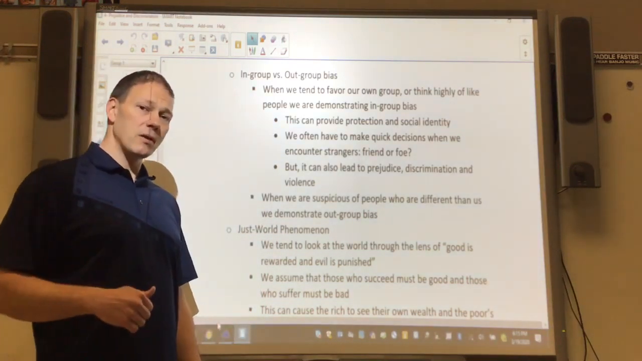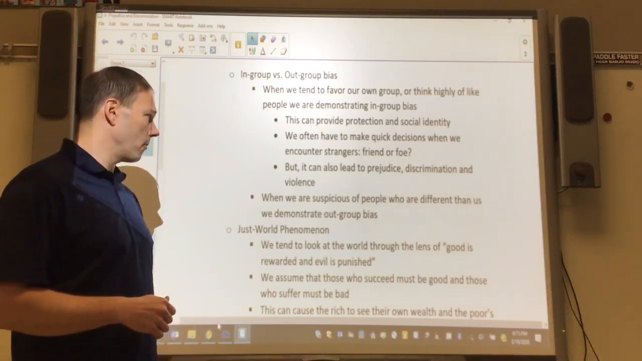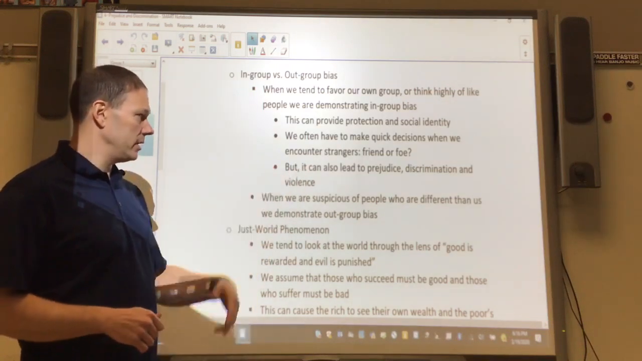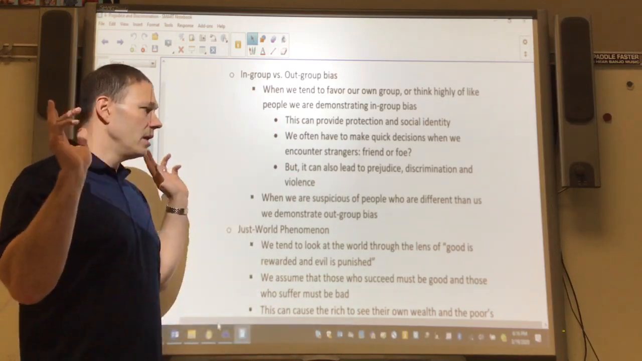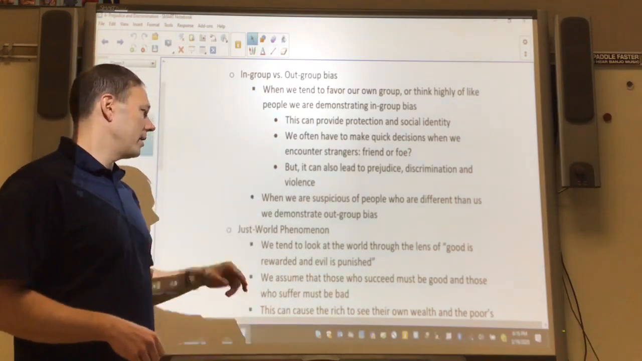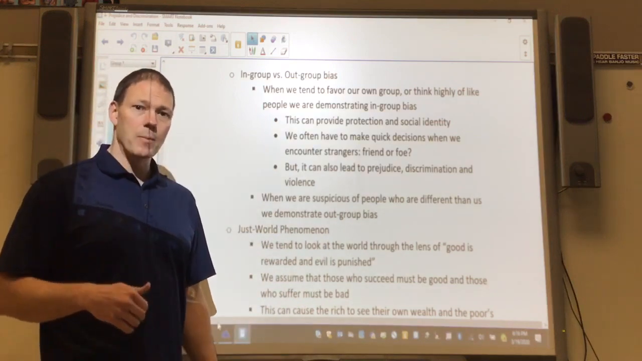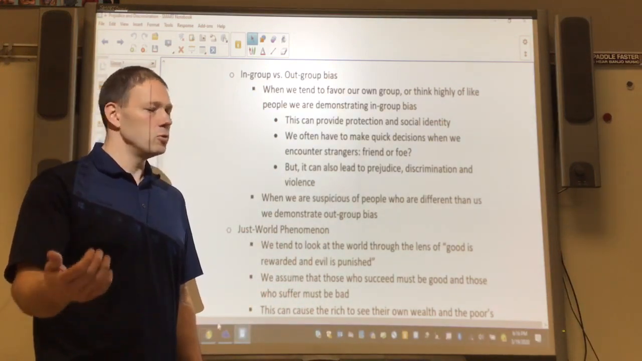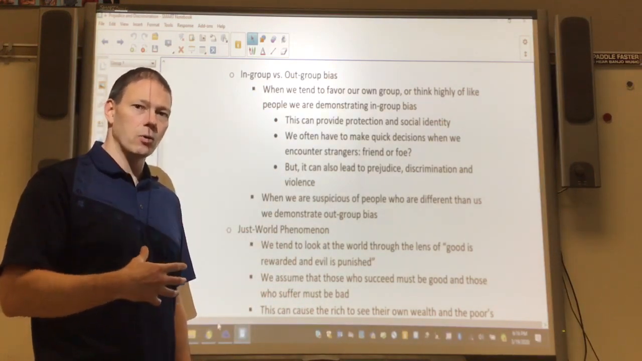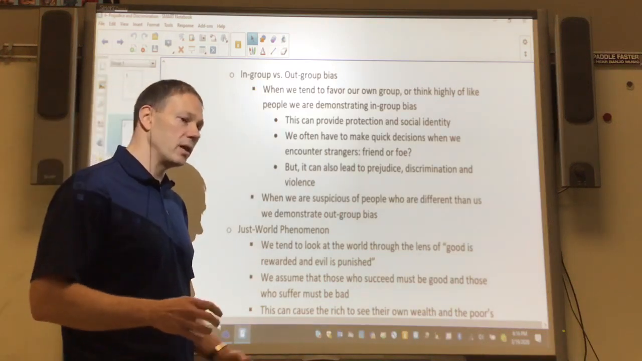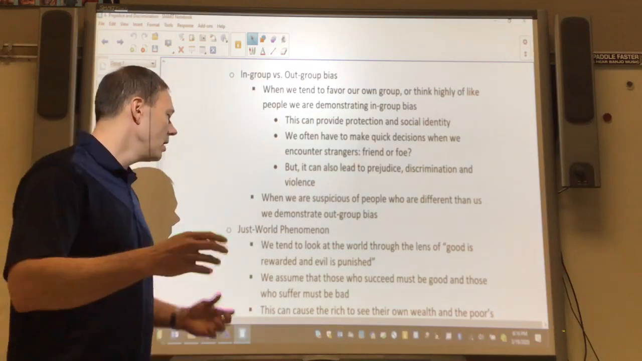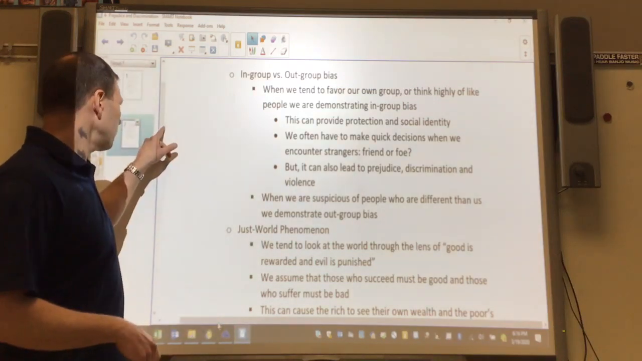People that are on the outside of those circumstances are going to be the foe. The problem, of course, is it can lead to prejudice, discrimination, even violence against the people that aren't like us, and that is the out-group bias. We are automatically suspicious of people who don't meet the qualifications or categories that we ourselves feel like we belong to, and that can cause us to treat people in negative ways because they're not like us.